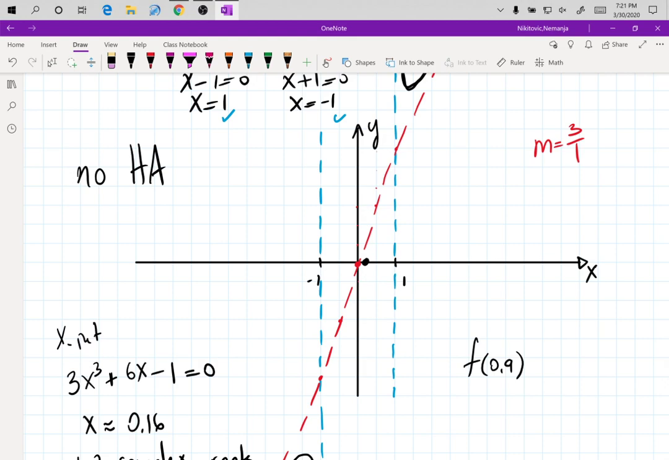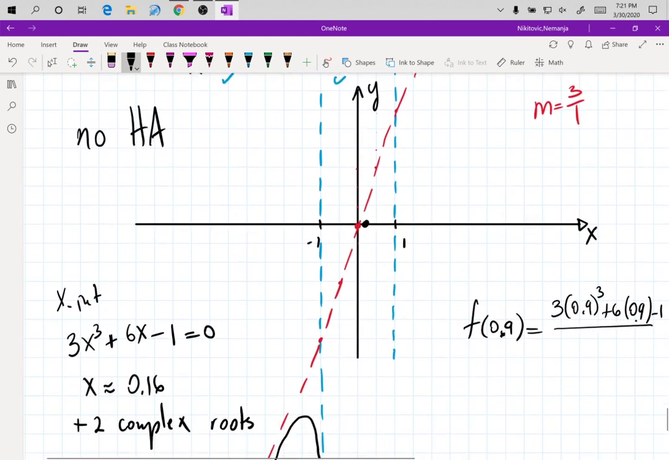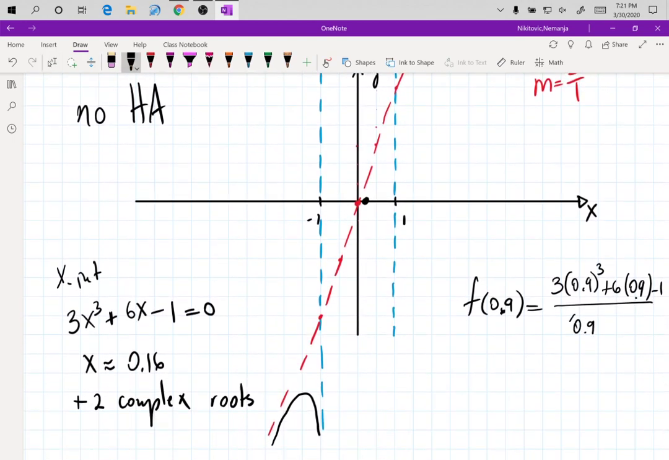Horizontal and slant asymptotes are in the same family of asymptotes that can be crossed, whereas the vertical asymptote is the one that can never be crossed. So I have to compute f of 0.9, which is going to be 3 times 0.9 cubed plus 6 times 0.9 minus 1, divided by 0.9 squared minus 1.